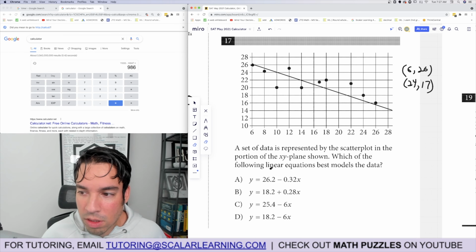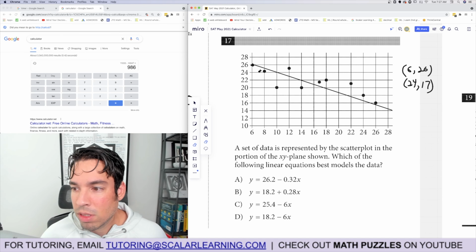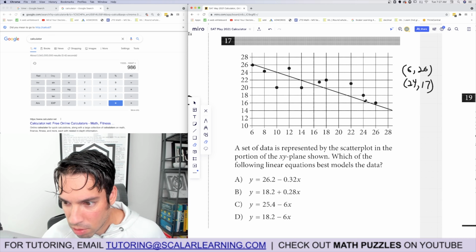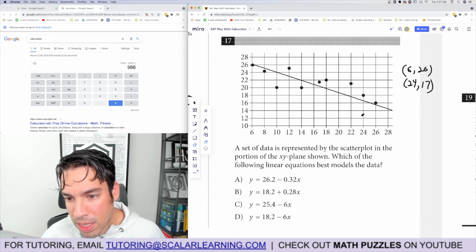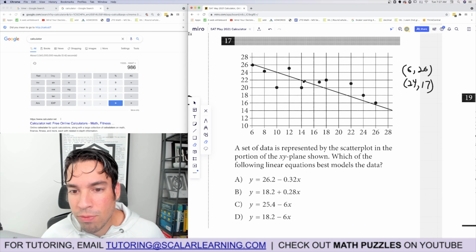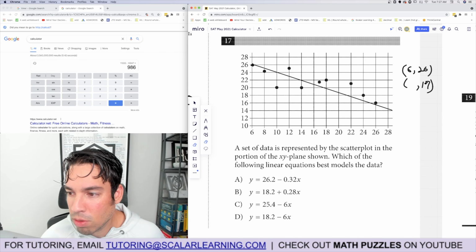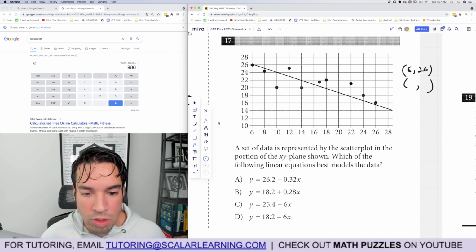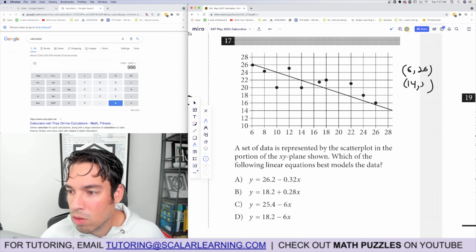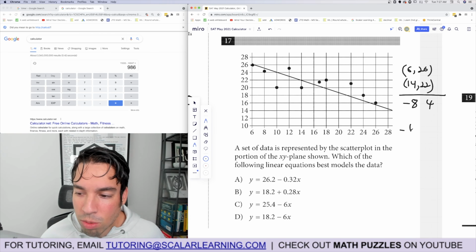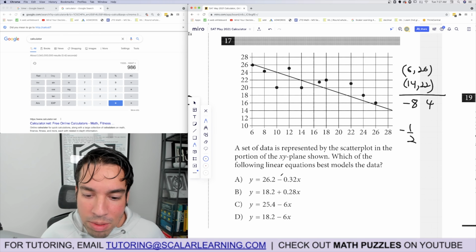Let's just undo all of this. So I picked 2 points. Let me make sure I got it right. (6, 26) and (24, 17). I mean, my line looks pretty good. Or let's do (14, 22) because that's an easier point. Still get the same slope. Okay, so 26 minus 22 is 4. 6 minus 14 is negative 8. 4 over negative 8. So the slope should be negative 1/2. I mean, it's got to be A.